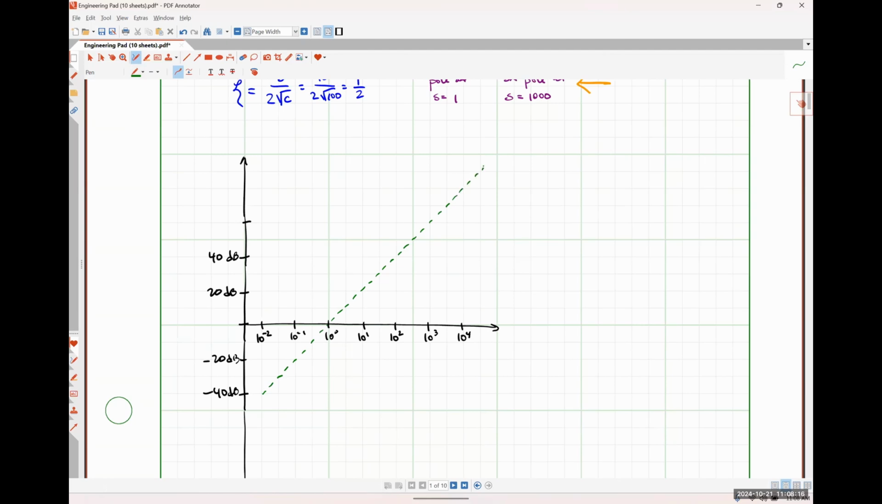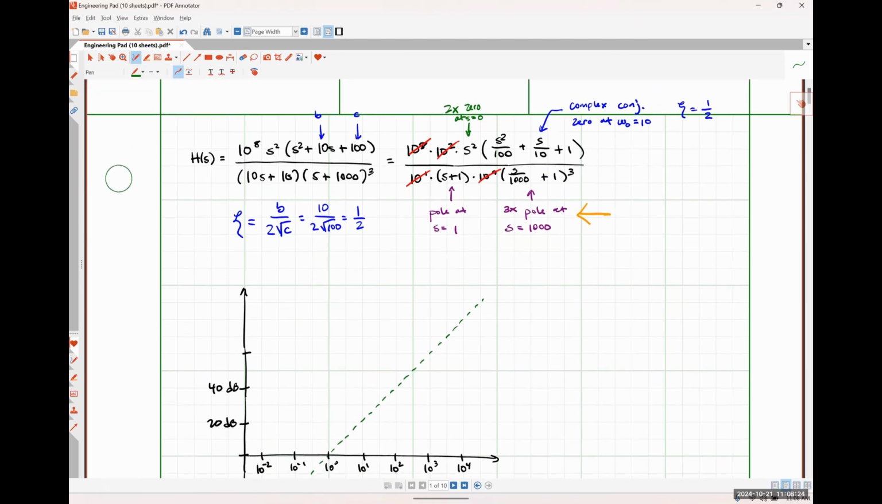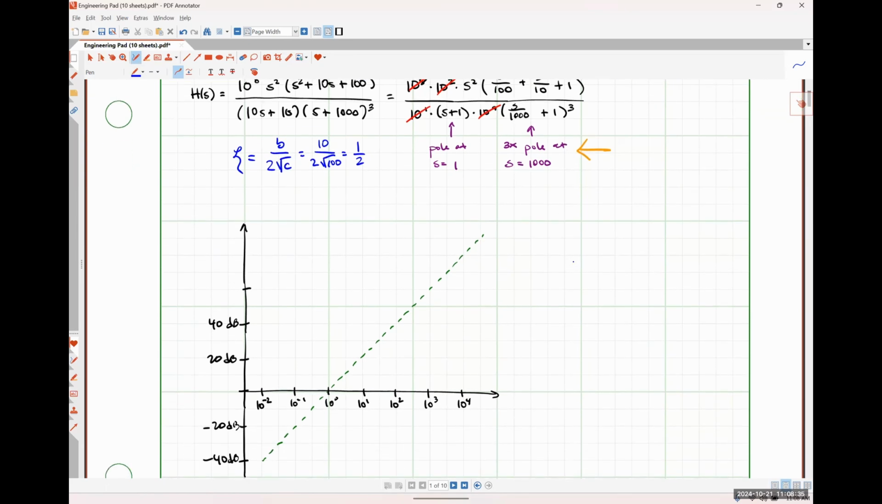So this is my contribution from my repeated zeros. Then I have my complex conjugate. I'm doing those in blue. So this is effectively just going to look like a repeated simple 0 at omega naught is equal to 10. So it should be 0 until we hit 10 to the 1, and then it should start increasing with a slope of 40 decibels per decade. And of course I drew that incorrectly. That was 20 dB per decade, not 40. Sorry, let me fix that.